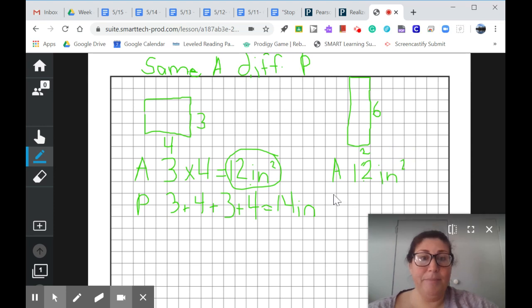Okay, and then the perimeter is what we have to check next to see if it's different. So 2 plus 6 plus 2 plus 6. So 2 plus 6 is 8, plus 2 is 10, plus 6 is 16 inches. Okay. Let's check our perimeters. Are they different? 14 inches and 16 inches, they are different.